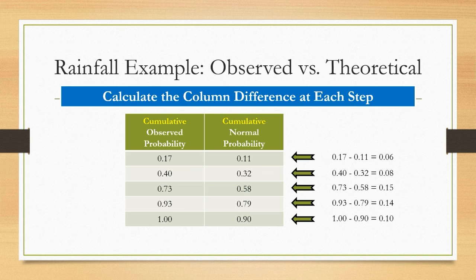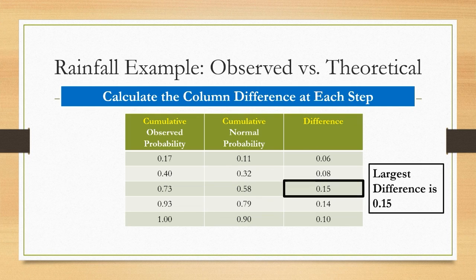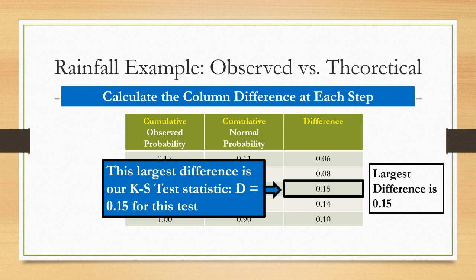Now the task with the KS test is to calculate the column differences at each step along the way, the corresponding same-class differences. You can see how we're doing that: 0.17 minus 0.11, 0.40 minus 0.32, etc. We end up with a column of differences, and we're searching for the largest difference in the column. That is our KS test statistic D. In this particular case, the largest difference is 0.15, and so that is the value of our statistic D.